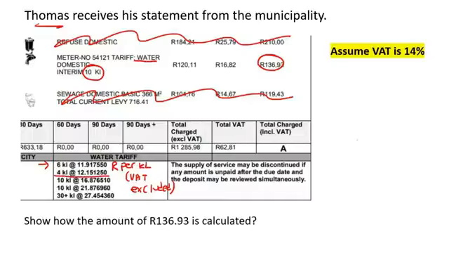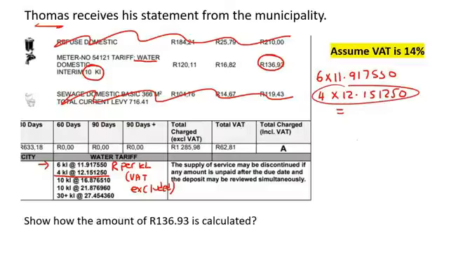So then we can do the normal thing that we'd normally do. So you'd say 6 multiplied by 11.917550, and then 4 multiplied by 12.151250. And so we're then going to go calculate them, and we're going to add them all together. I'm going to quickly do that. You first need to multiply this one, and then multiply this one, and then add those two answers together.